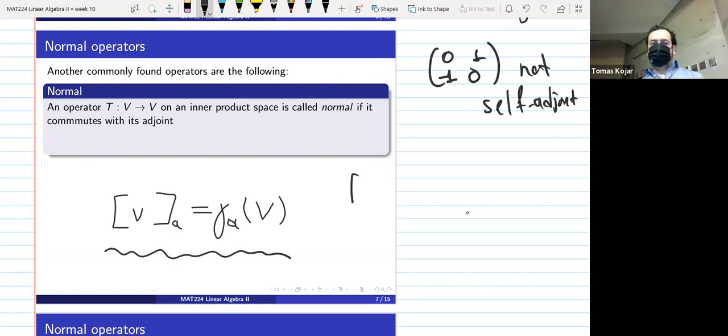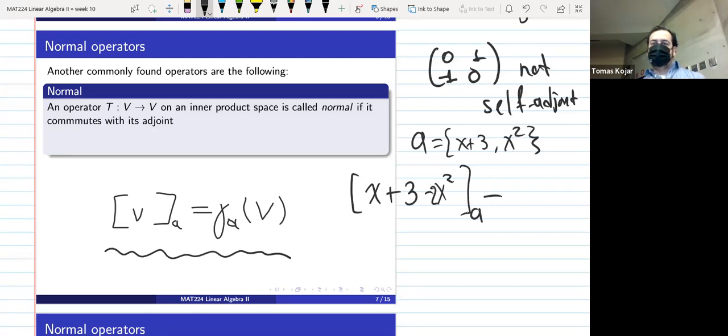So, for example, if I put a polynomial, something like this, and take a to be x plus 3 and put a 2 here. And this, can somebody tell me what this equals to?